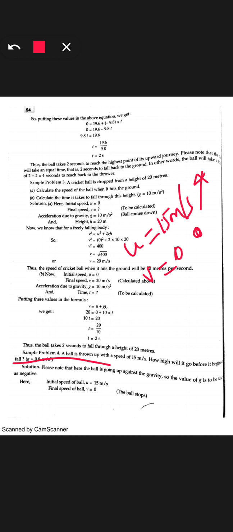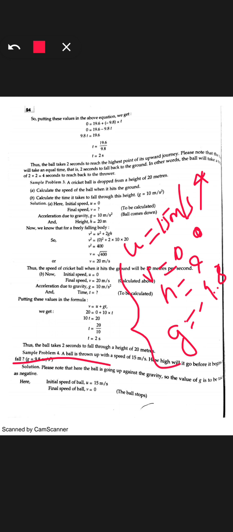So v is 0 and the velocity u will be 15 meters per second. If any of the velocities is given in the question, first think which will be 0, whether u will be 0 or v will be 0. If neither is 0, then the value of u or v will be the value given in the question. So here v is 0, so the given 15 meters per second will be the value of u. And what we have to find here is h. And g is given as 9.8 meters per second square, but it will be minus 9.8.